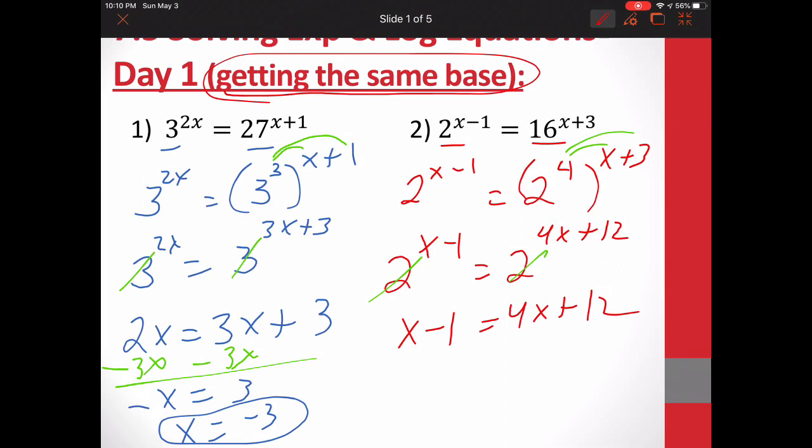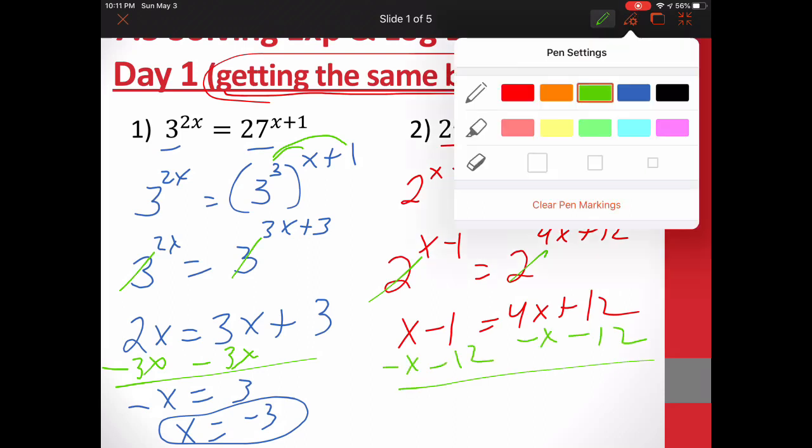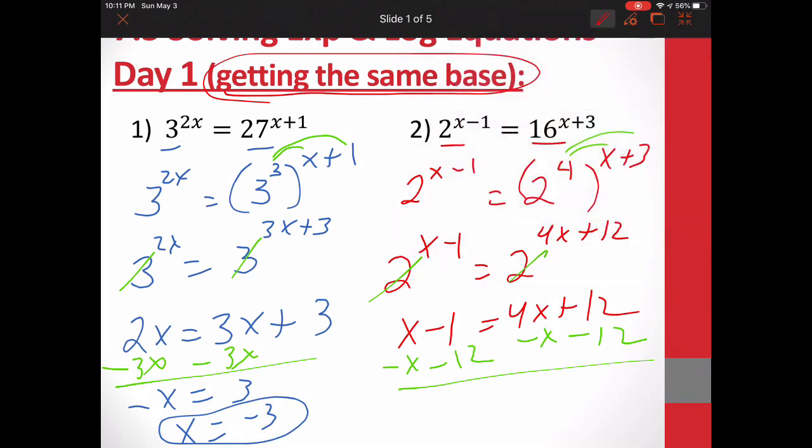We'll minus the x here, and we'll subtract the 12 there, and hopefully you followed me on that. You're going to get negative 13 equals 3x. And so you're actually going to get a fraction on this one of negative 13.